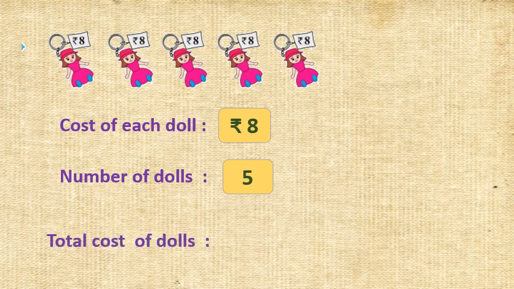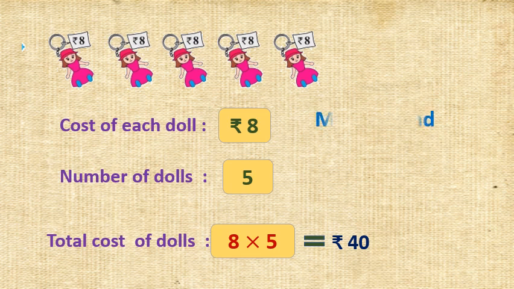So total cost of dolls, that is 8 multiplied by 5, isn't it? 8 5s are how much? That is 40. So we will write rupees 40 because we are dealing with the money. So that is rupees 40.